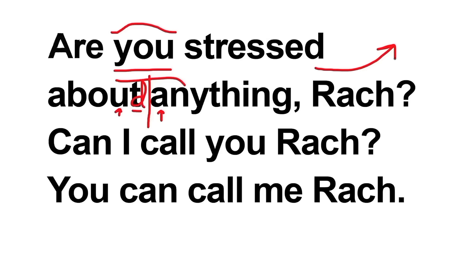Can I call you Rach? You can call me Rach. These next two sentences are great examples of reducing the word can. Can I call you Rach? You can call me Rach. The word can is so fast there, as if it has no vowels at all, just the K sound and the N sound. Can, can, can.